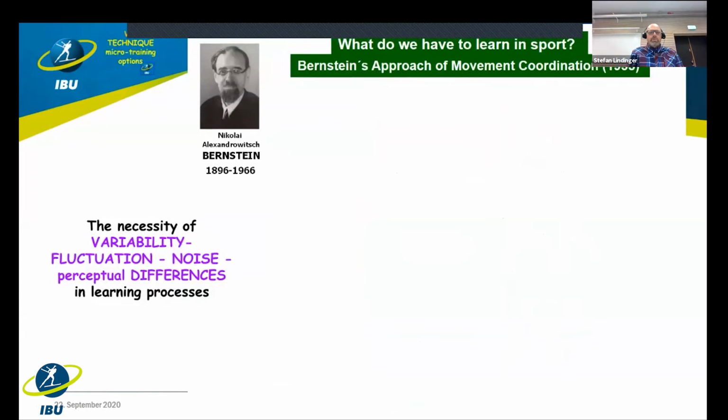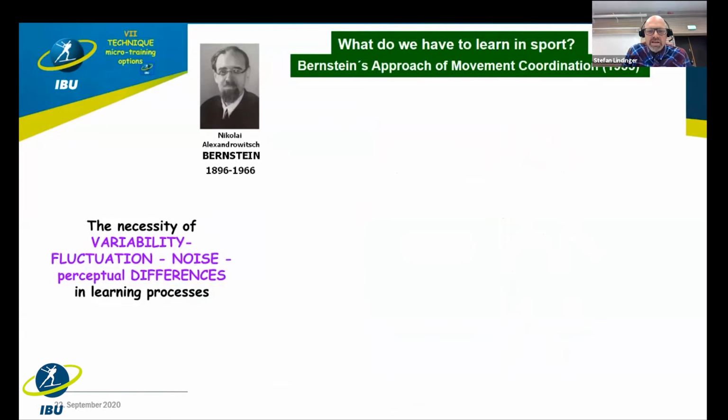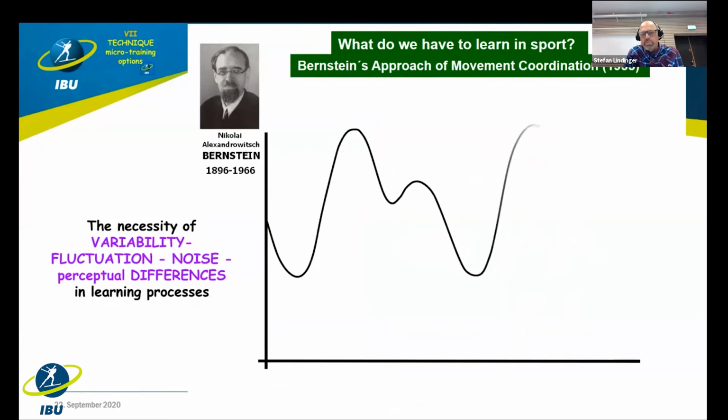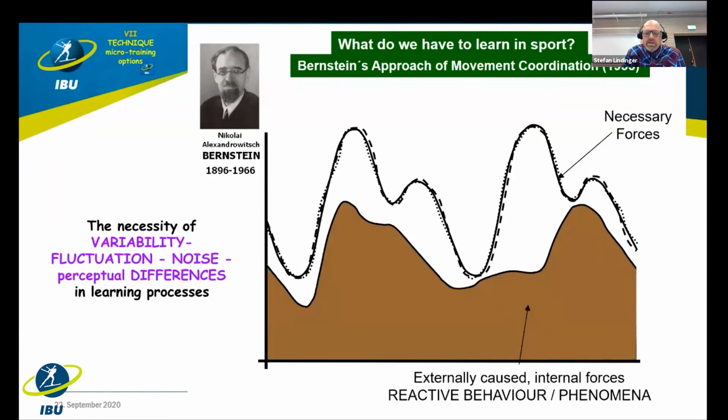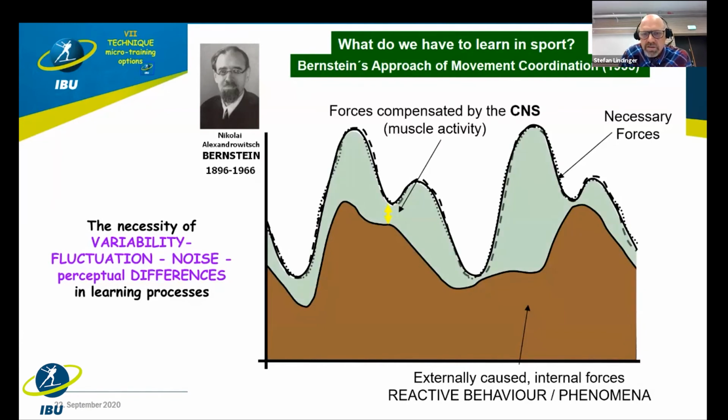And if we go back to Bernstein, it's pretty interesting. Let's say this is a skating force curve we measure. This is the necessary force we want to create for propulsion. And then we look into the system. There's some variation. They're not all the time the same, as you can see. Then this brown is the externally caused internal force inside the body. It's a kind of reactive behavior phenomenon. And this green are the muscle forces compensated by the central nervous system. That's what we are doing.